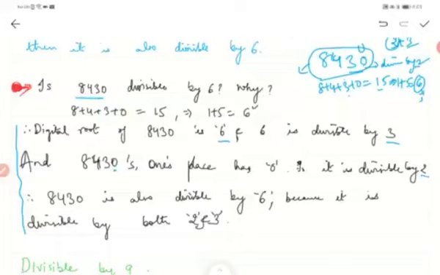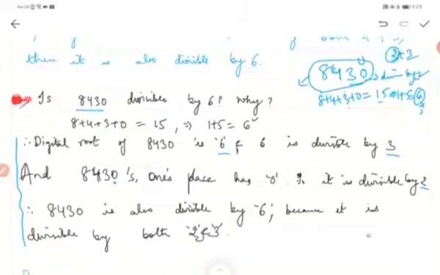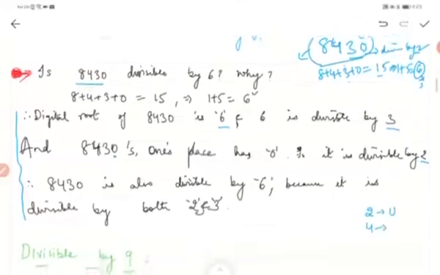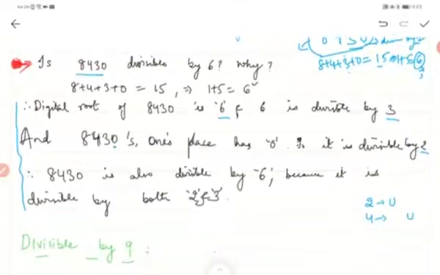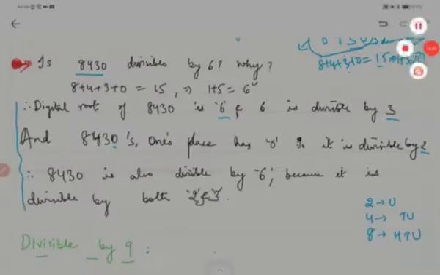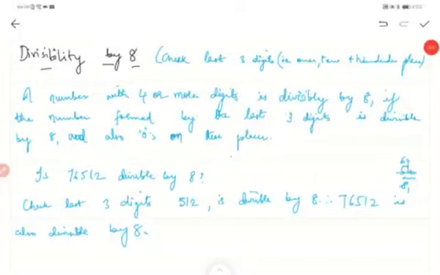Okay, let's move on to the next number, that is 8. And what about 8 now? What do you think? For 2 we had seen only the units place. For 4 we checked the units and tens place. For 8 you will check the units, tens and hundreds place. Okay, you remember the sequence. So you are checking divisibility by 8 for the last 3 digits.